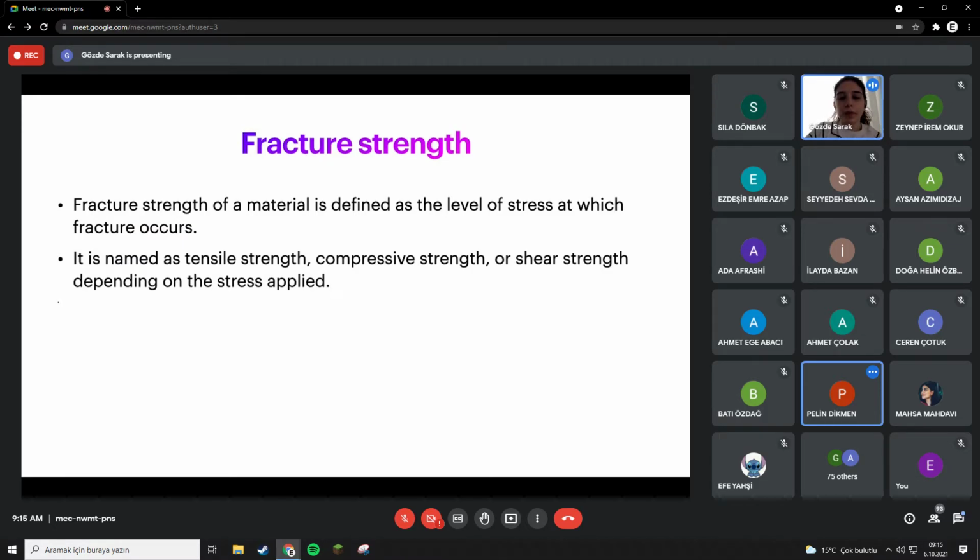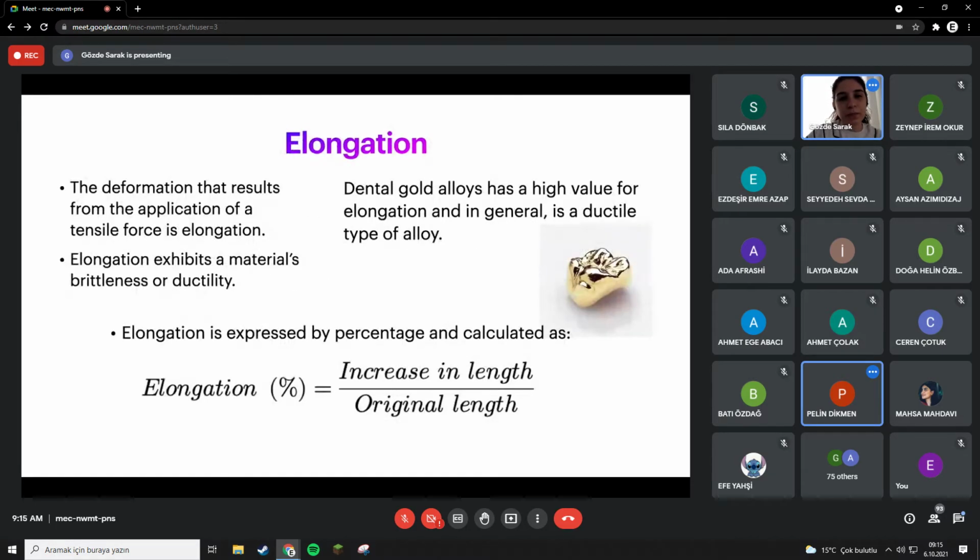Fracture strength of a material is defined as the level of stress at which fracture occurs. It's named tensile strength, compressive strength, or shear strength, depending on the applied stress. Elongation is the deformation that occurs when a tensile force is applied. Dental gold alloys have a high value for elongation, and in general, it is a ductile type of alloy.